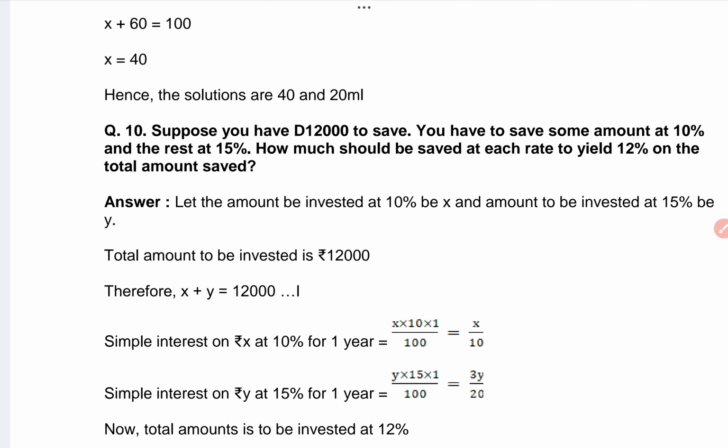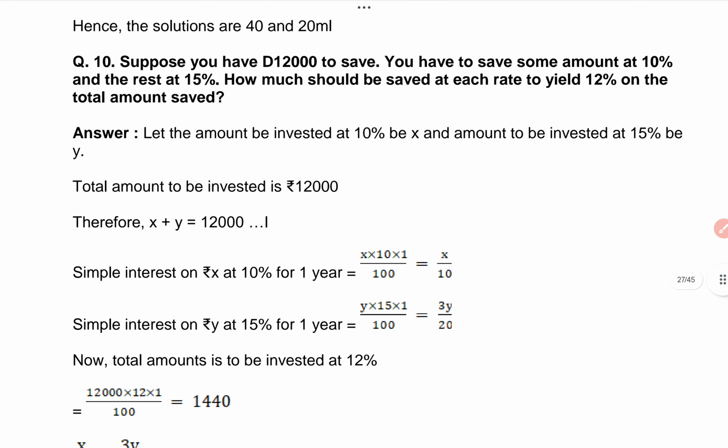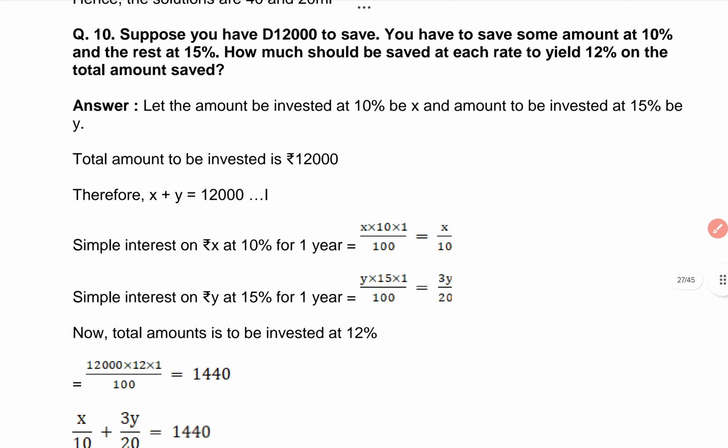Okay, and this is our 10th question, which is our last question in exercise 4.2. Suppose you have 12,000 to save. You have saved some amount at 10% and the rest at 15%. How much should you save at each rate to earn 12% of the total saved? Okay, so this is also a more interesting question than the previous one. And here you can see the solution, right?